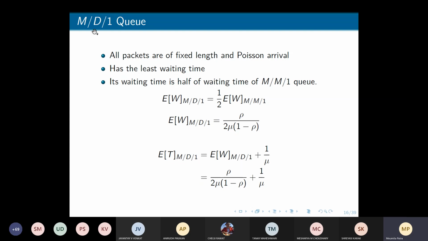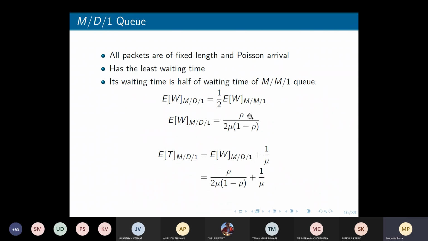D stands for deterministic. You already know the packet length, and you already know the rate at which the server is going to serve. Therefore the service time is represented as deterministic here. That is why it is known as the M/D/1 queue. Its waiting time is half of the waiting time of an M/M/1 queue. We already know the waiting time of an M/M/1 queue, which is given by rho by mu times (1 minus rho).